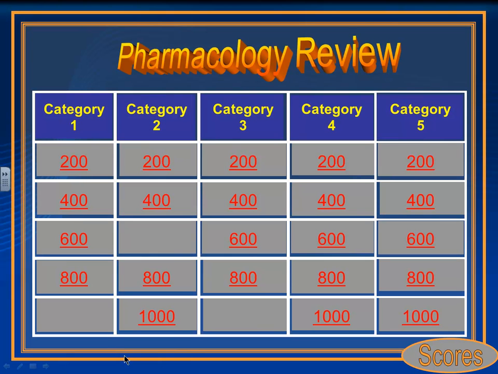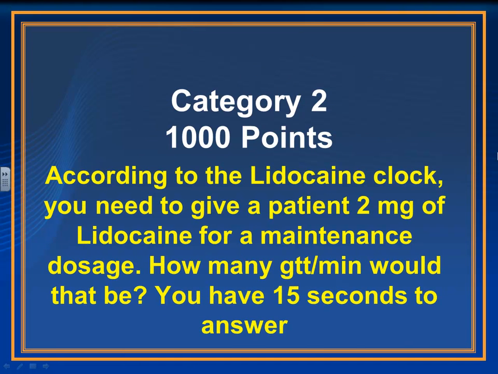All right, group number 4. 2,000. Everybody else was picking their own category number. Category 2 for 1,000 points.